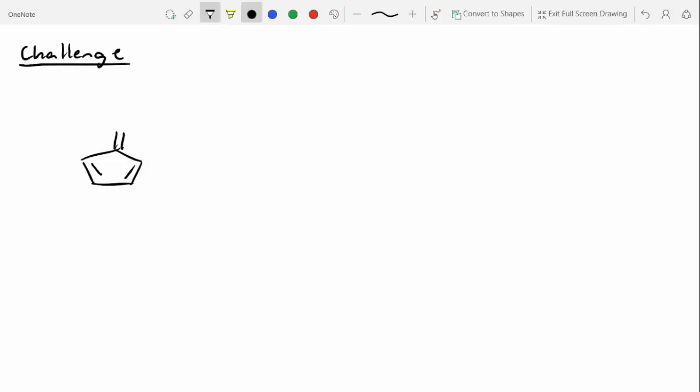Yeah, but remember, the p orbitals have to be in the same ring system, right? So if we look at this, this is an exocyclic double bond, meaning it's sticking out of the ring system. It's not a part of the ring system. Those are not counted. So in this case, this wouldn't quite be an aromatic system.